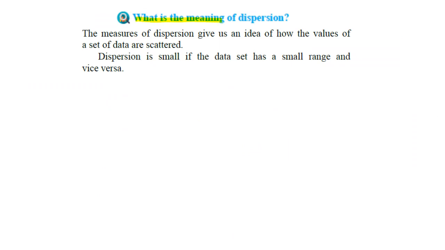First, the meaning of dispersion. Okay, when you measure the dispersion, it gives you an idea how the values of a set of data are scattered. You want to see how your data is scattered. So you can say dispersion is small if your data set has a small range, and vice versa.